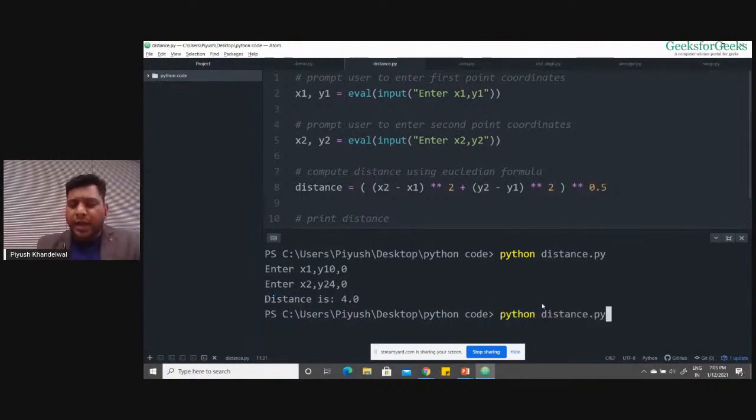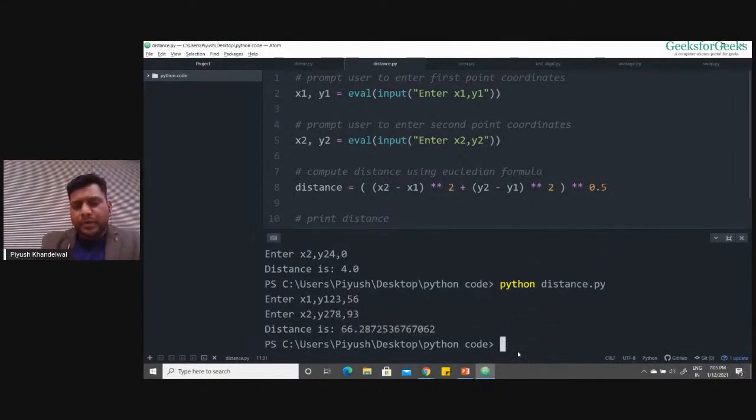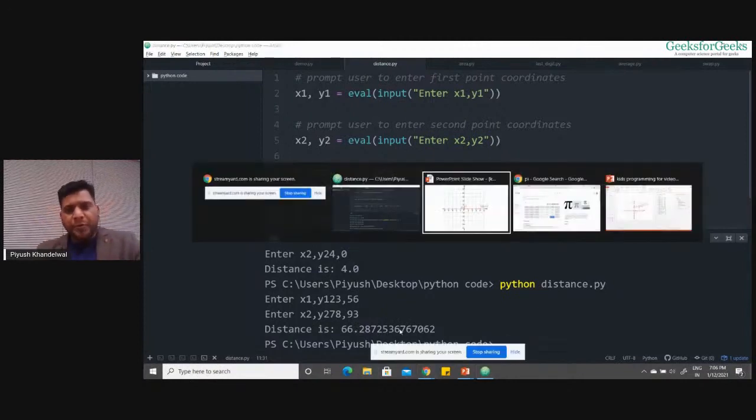Now we can run it for any value, right? x1, y1, suppose it is 23 comma 56, right? x2 y2 is suppose 78 comma 93. Now it is giving me certain distance. I can rely on this value that the distance between these 2 points will be 66.28 something, because this program has been correctly implemented. I hope you got this.